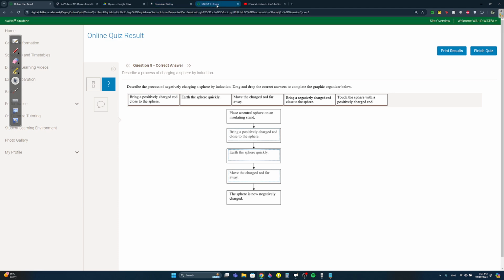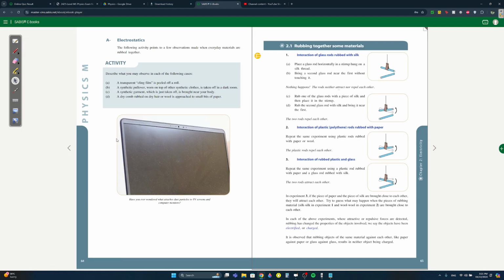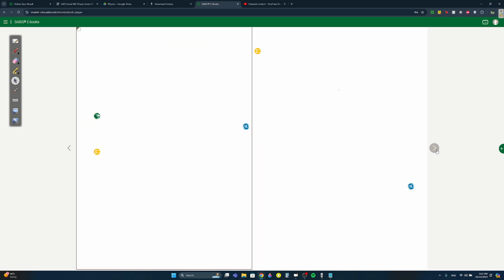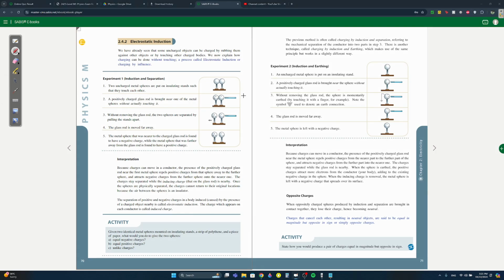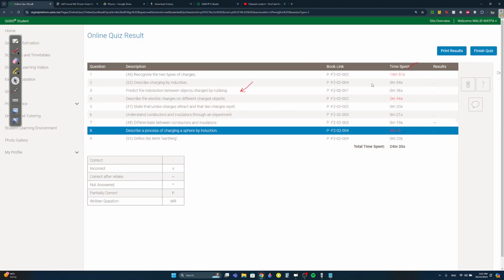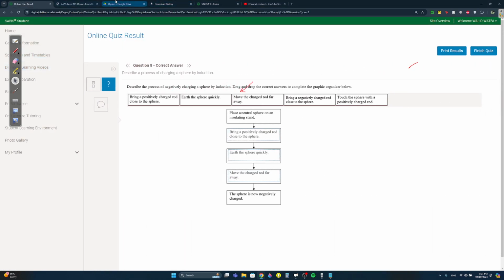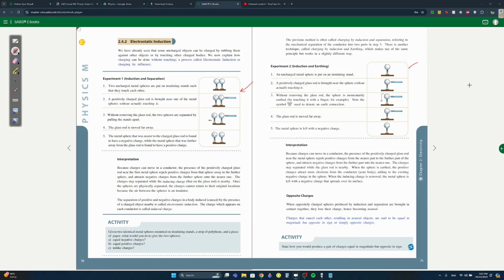Okay, here there's two ways to use induction. You can either use it with two spheres or you can use it with one sphere. With two spheres, we explained it in question 2, I think. Yeah, question 2. We explained it. Now, with one sphere, I want to show you what happens.